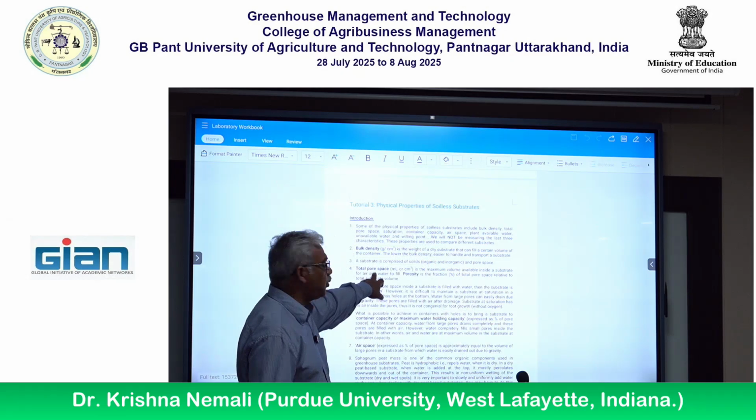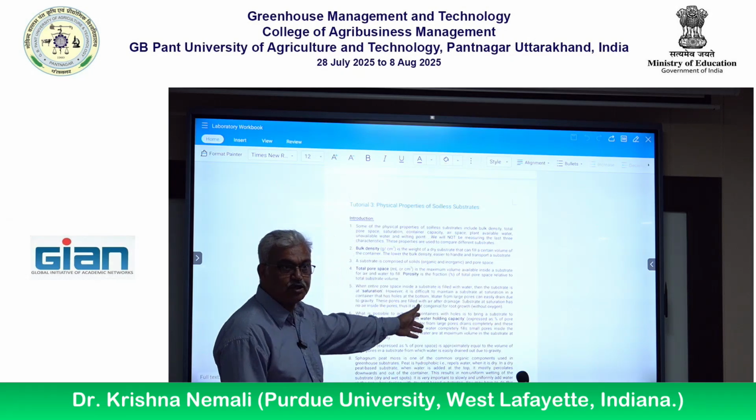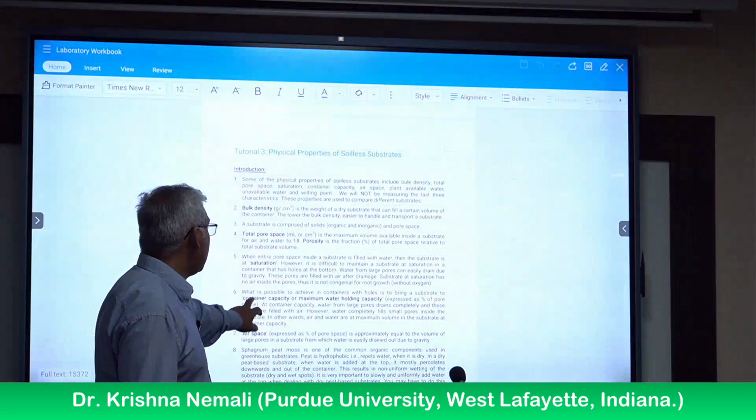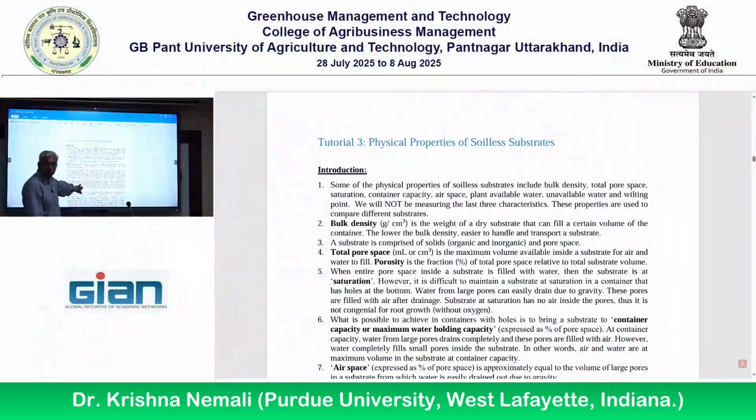We also learned about porosity and pore space, right? Percentage porosity, things like that. Pretty simple calculations. Okay. You know container capacity? We talked about it. Saturation, container capacity, wilting point. So there is something about container capacity. And then you can also calculate air space and water space in a soilless substrate. So these are all some concepts.